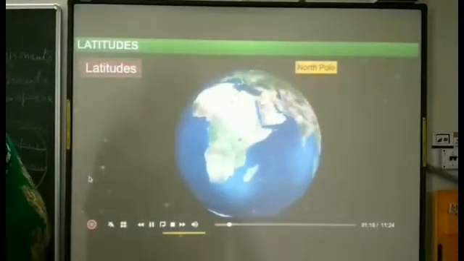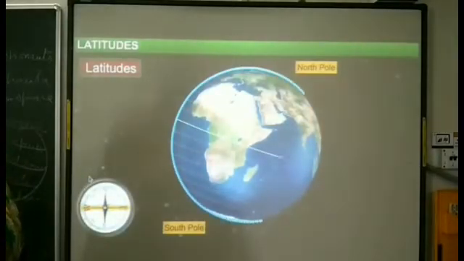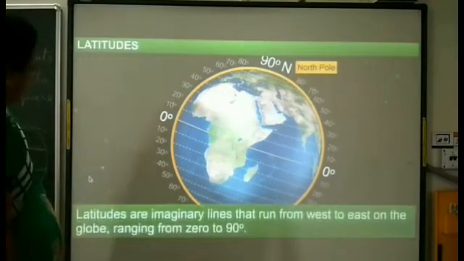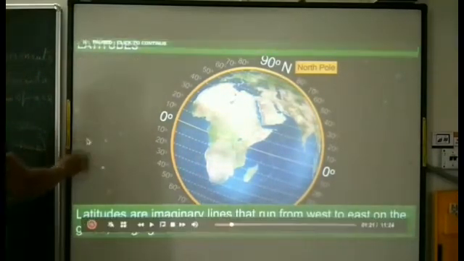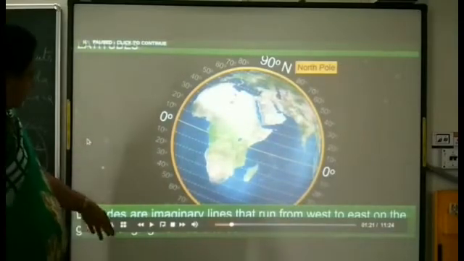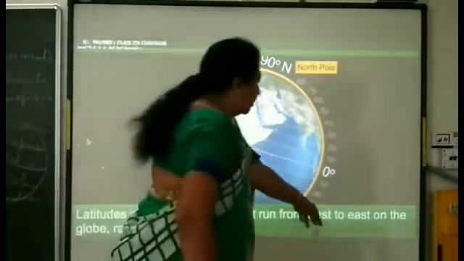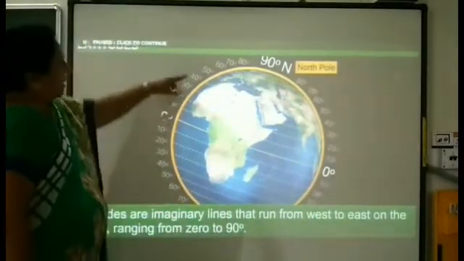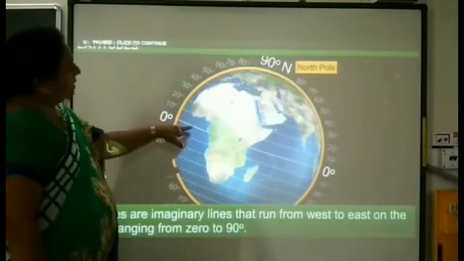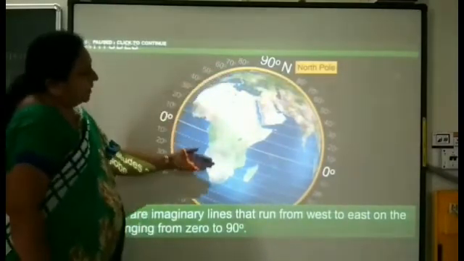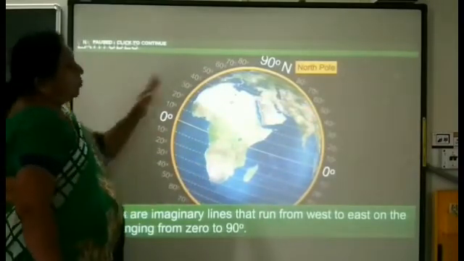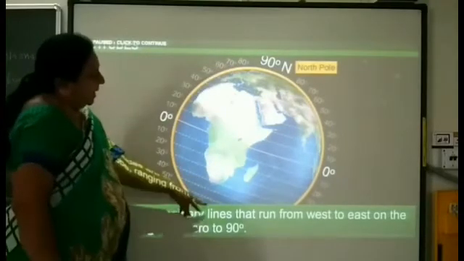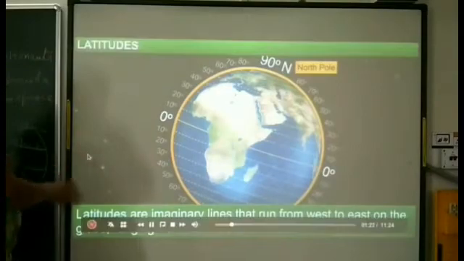Latitudes are imaginary lines that run from west to east, ranging from 0 to 90 degrees. So this is the definition. There are degree measures: 0 degree is the equator, and north and south there are the temperate zones. I have explained on the board about the Tropic of Cancer and Tropic of Capricorn, and 90 degrees North Pole and South Pole.